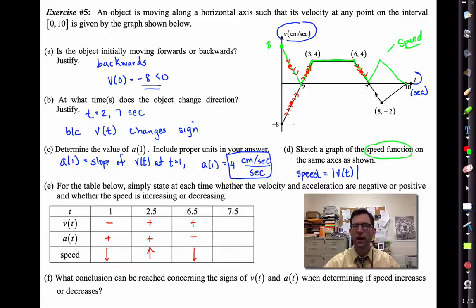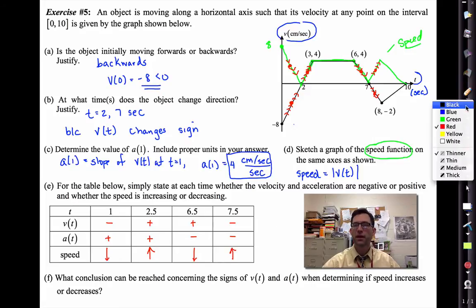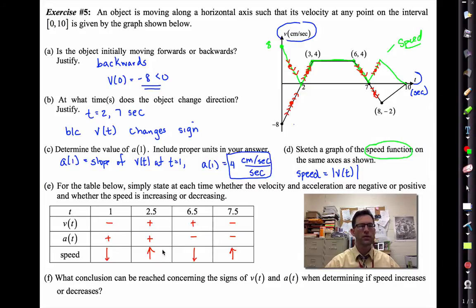All right, and 7.5 would be right here. So at that point, velocity is negative, right? Acceleration is negative because velocity is decreasing. But look at this. Here we're on the speed, and we're increasing. So I feel like I'm just about out of colors. Yeah, we'll just go black. Let's look at where speed's increasing. Speed's increasing here. And speed's increasing here.